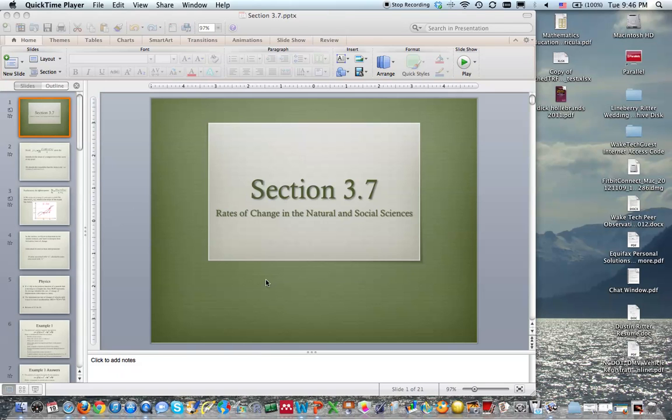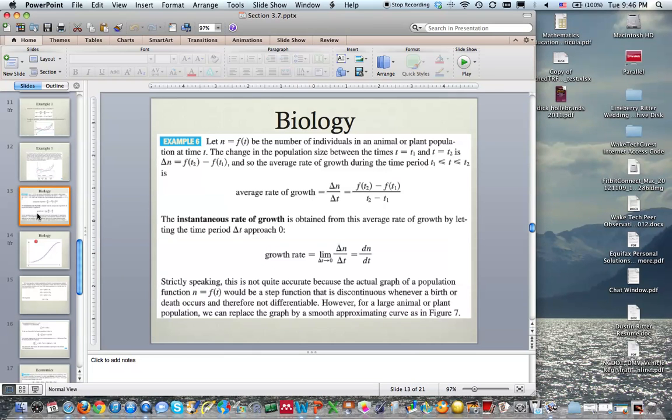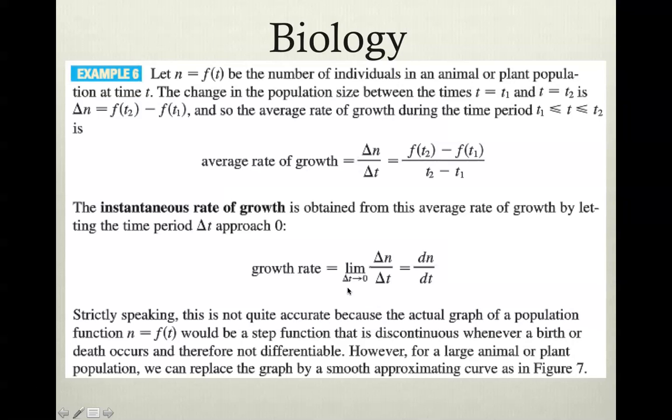Section 3.7, Rates of Change in the Natural and Social Sciences. Today in class we covered a physics example, so now I'm going to start on a biology example. These are really just applications of previous things we have already covered.